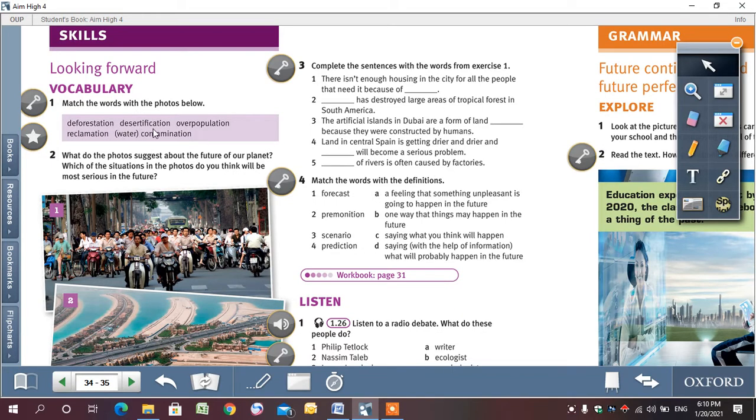Deforestation, desertification, overpopulation, reclamation, water contamination. Now, in order to match these words with the pictures, you have to first find out what they mean. So let's take a look at the meaning of these words.